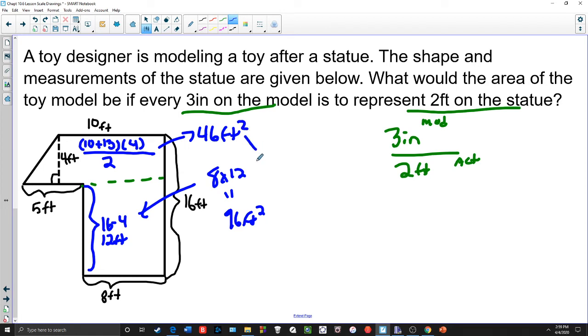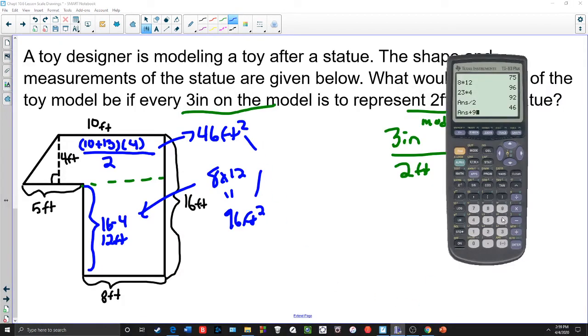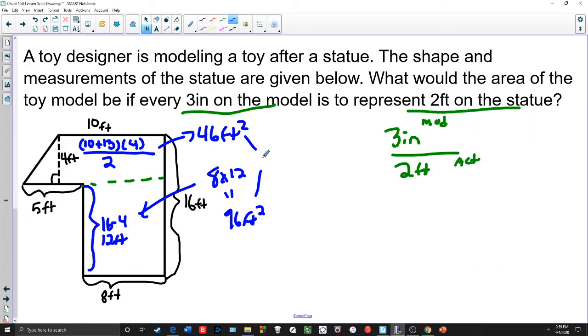So the area of everything, if we add these two together, 46 plus 96 would give me 142. So 142 feet squared. So this statue has an area of 142 square feet.